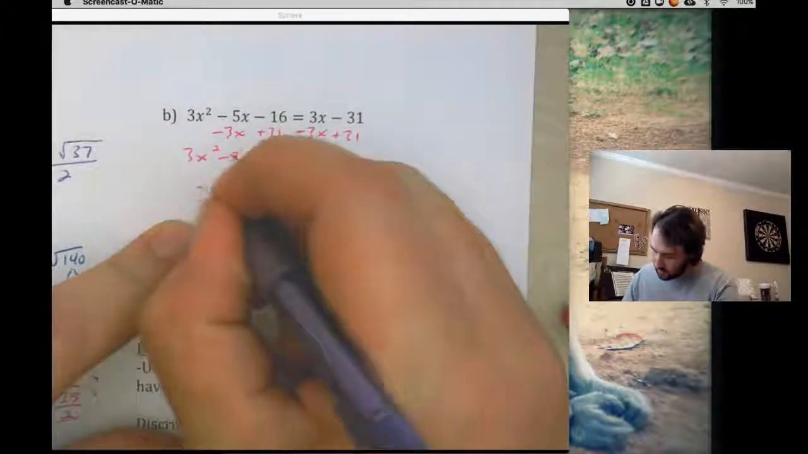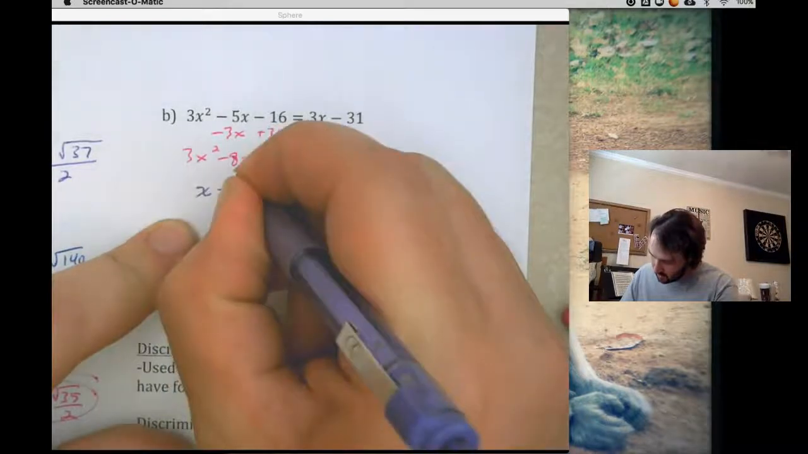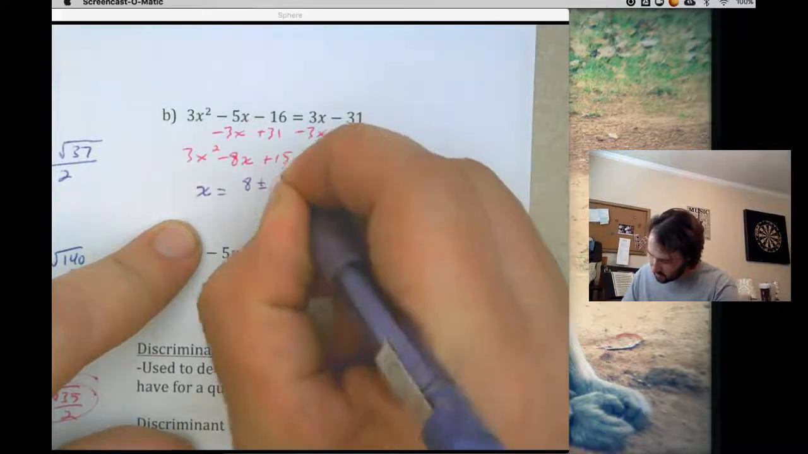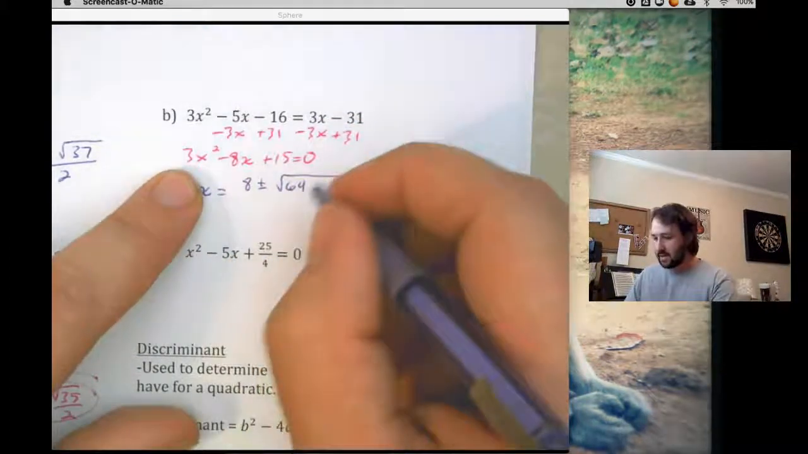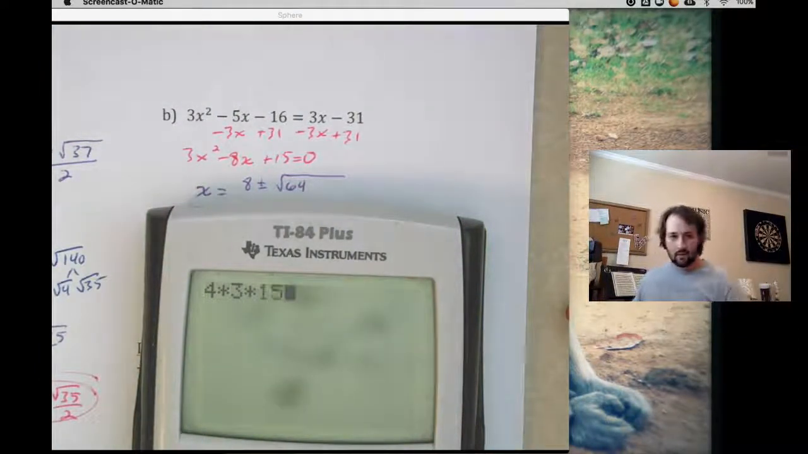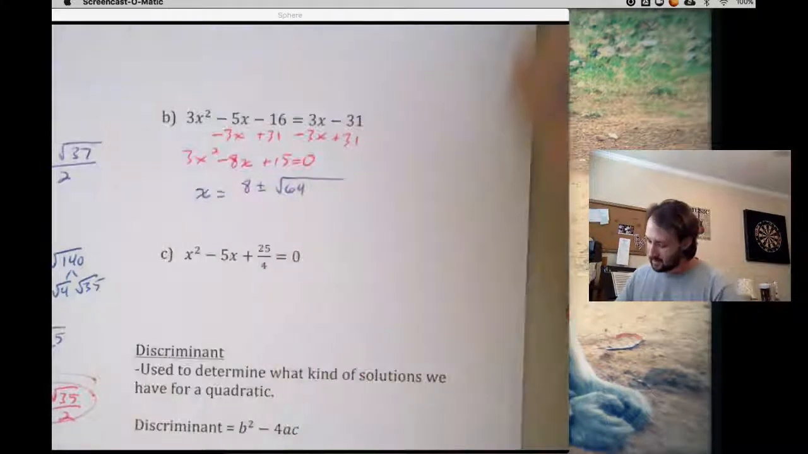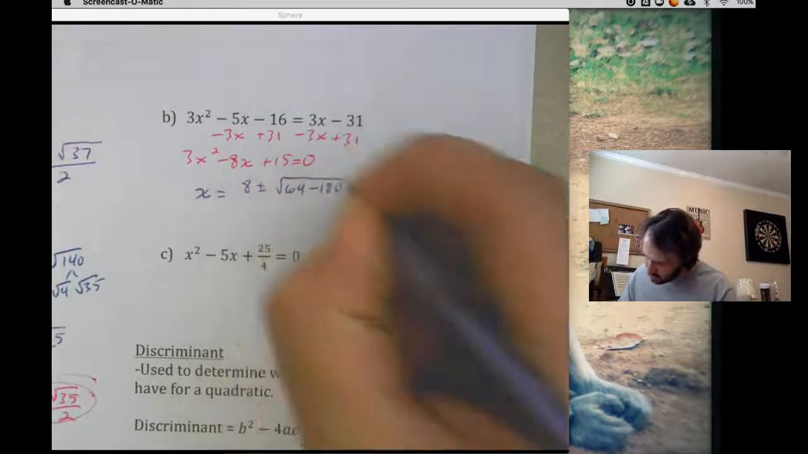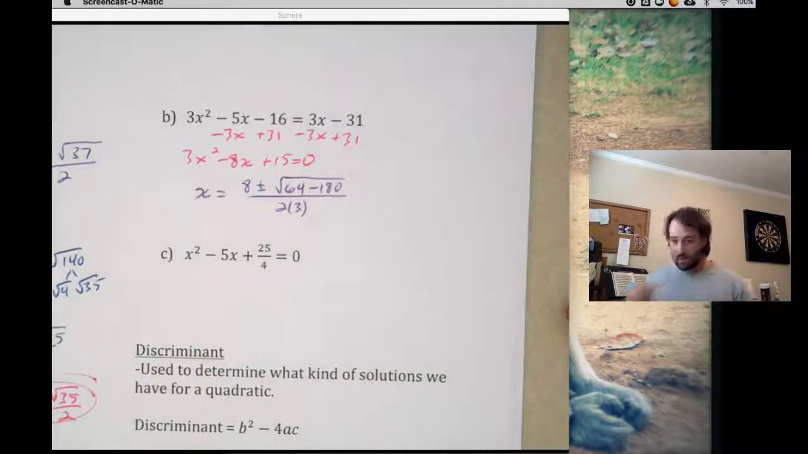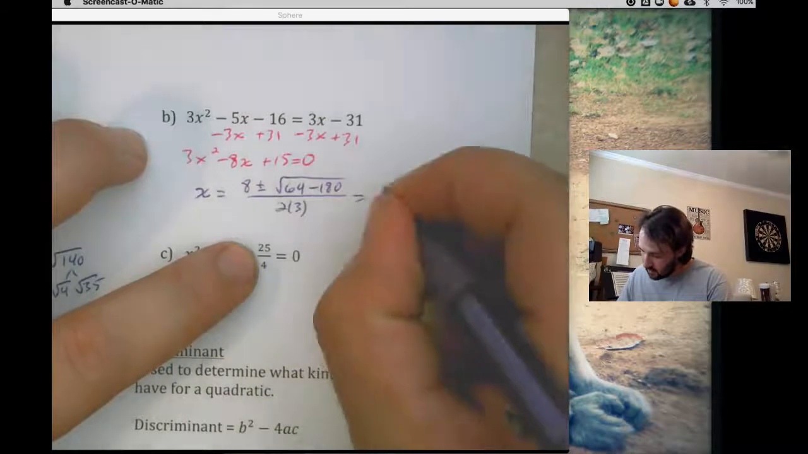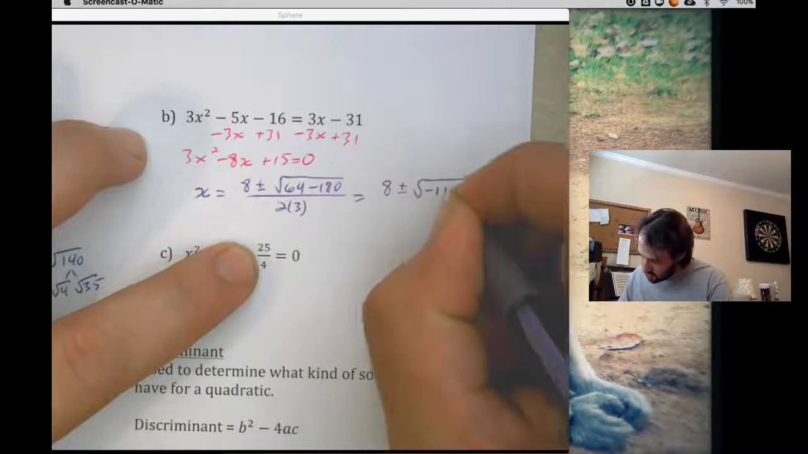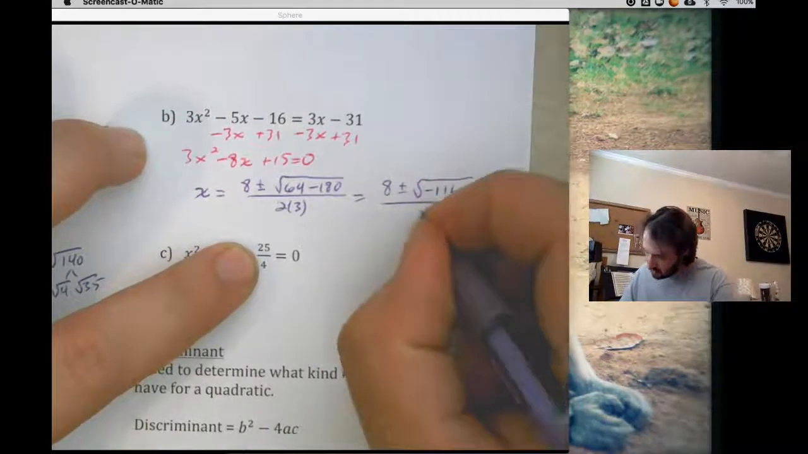So I have x equals negative b, so this is 8, plus or minus the square root of b squared, so 64, minus 4 times a times c, so that is 4 times 3 times 15, so 180, so 64 minus 180, all divided by 2 times a, which is 3 in this case. So now, I have 8 plus or minus the square root of negative 116, all divided by 6.